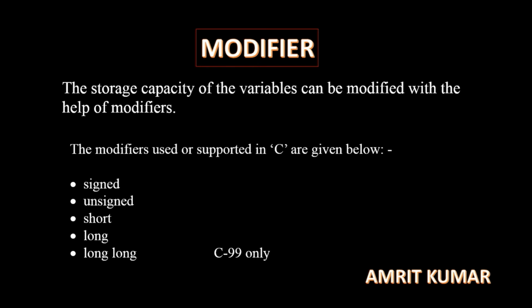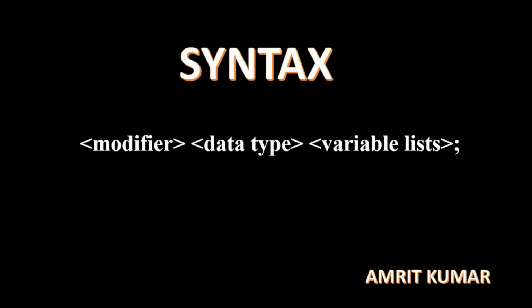So let's look at the examples and how it works. Here you are seeing the syntax. Here you are allowed to use the modifier. Here you are allowed to use the data type, which may be integer, float, character, or double. Then comes the variable name that you will give, that is the variable list. So you have to specify the modifier first before declaring a variable, and after that you have to declare the variable's data type.